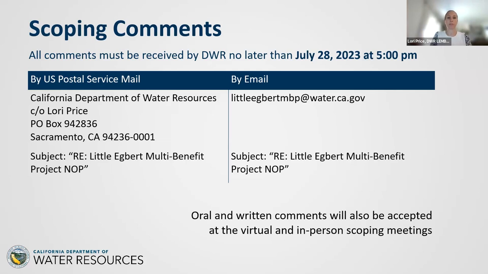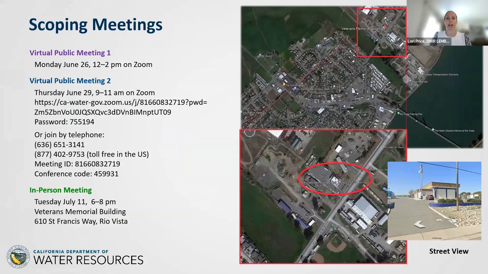We are not seeing any more public comments, so that concludes our first public scoping meeting for the Little Egbert Multi-Benefit Project. Our next virtual public scoping meeting is on Thursday, June 29th from 9 to 11 a.m. We will also be at the Veterans Memorial Building in Rio Vista on July 11th from 6 to 8 p.m. Again, the deadline to submit public comments on the project is July 28th by 5 p.m. Comments may be mailed or emailed. Thank you so much for joining us today.